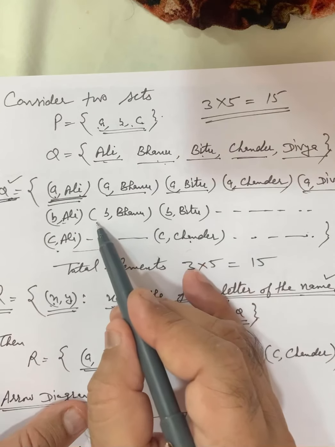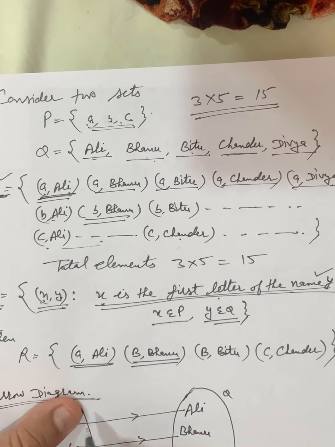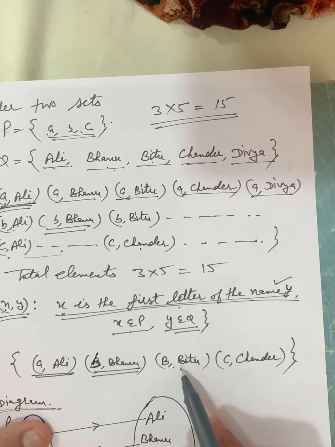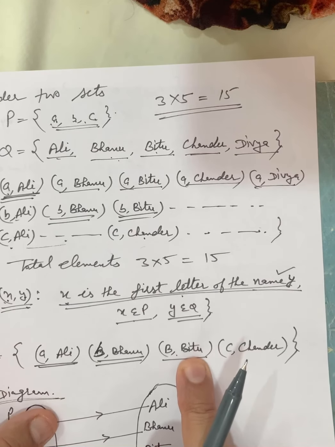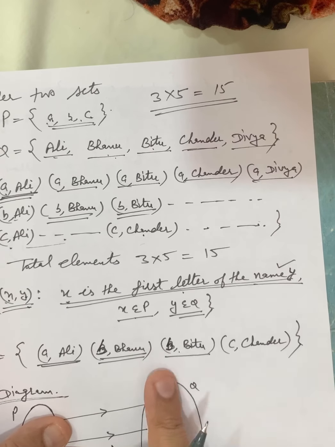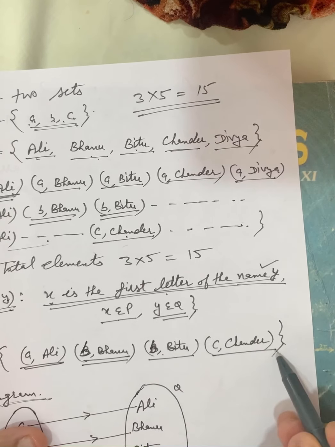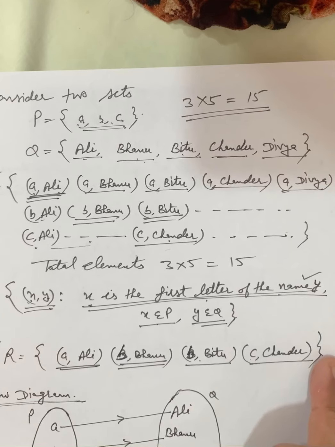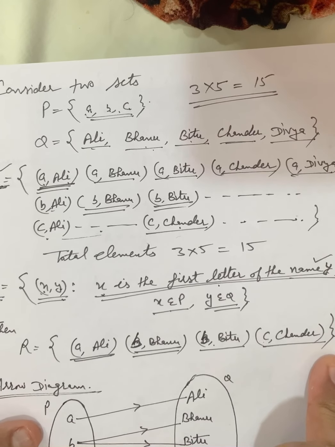Similarly, B with Bhanu. So B comma Bhanu. Similarly B with Bittu. बिट्टू का फर्स्ट अल्फाबेट B, इसके साथ x B था तो B कोमा बिट्टू. एंड C कोमा चंदर. तो C जो फर्स्ट अल्फाबेट था चंदर का. तो ये 4 ऑर्डर्ड पेयर्स आ जाएंगे इस रिलेशन R में इन द रोस्टर फॉर्म.